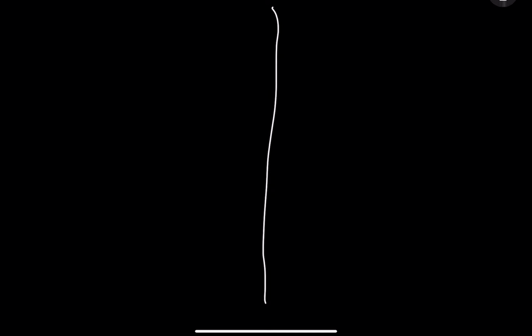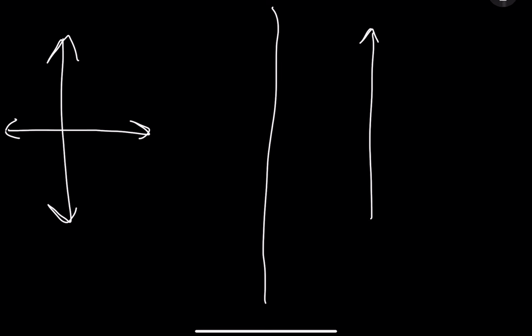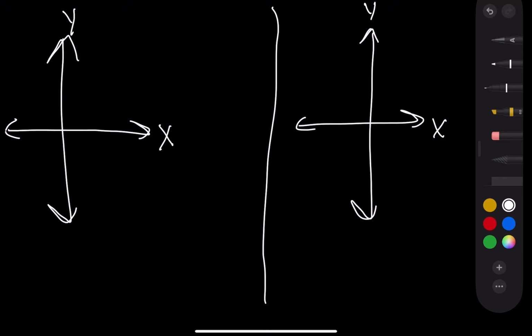Okay, so this is graph 1 and this is graph 2. We're going to label our x and y axis. So this is our y axis, this is x. This is y and this is x. So let's say I'm going to write two examples. There's going to be one slight difference between them.